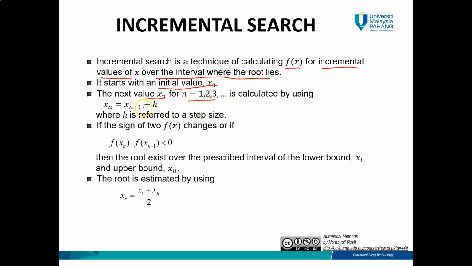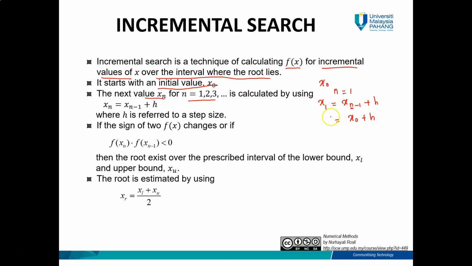So here, how can you calculate your xn? xn equals xn minus 1 plus h. In this case, we start here with x0, and then you need to calculate the next one. Of course, for n equal to 1, you need to calculate x1. How to compute this x1? x1 equals x(n minus 1), which is 1 minus 1, plus h. So when n is 1, it is equal to x0 plus h.